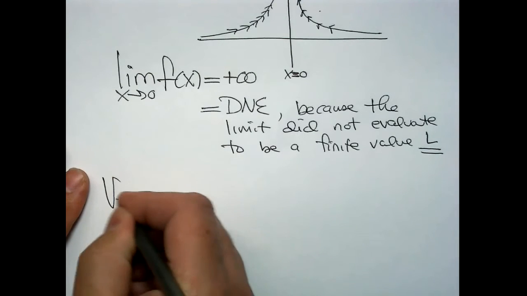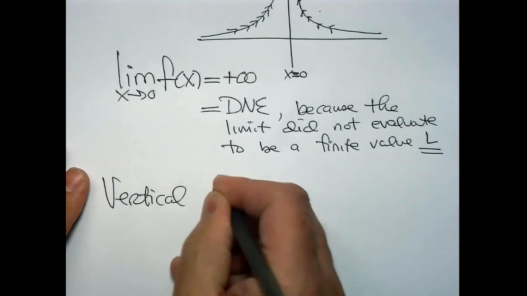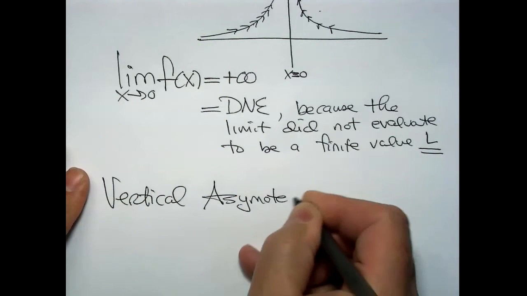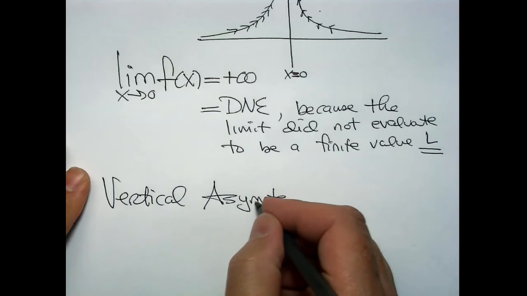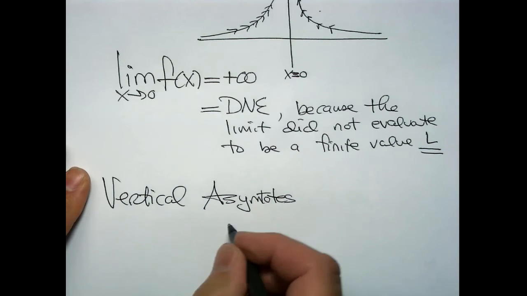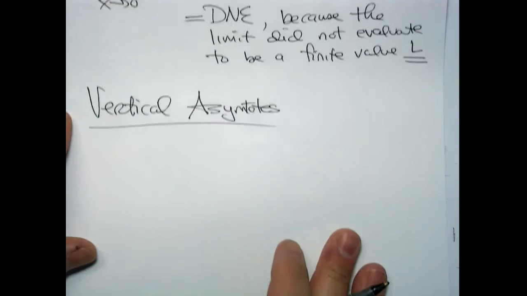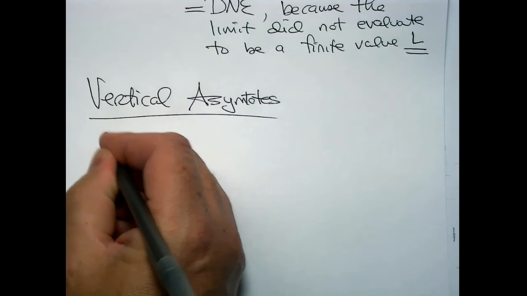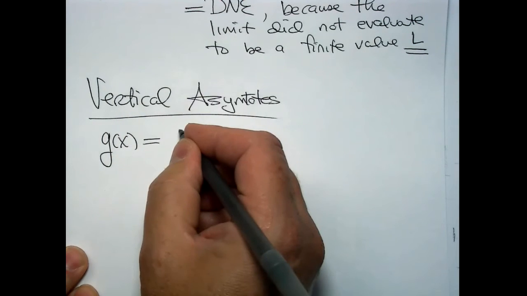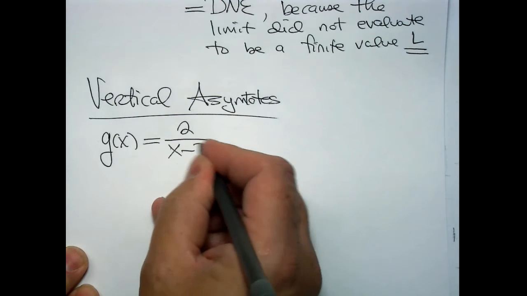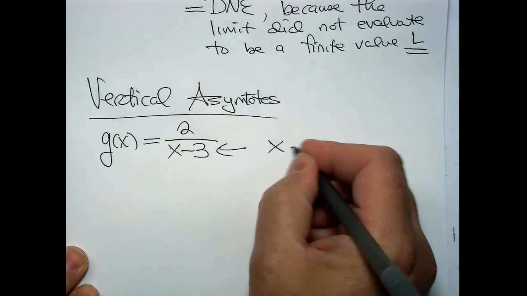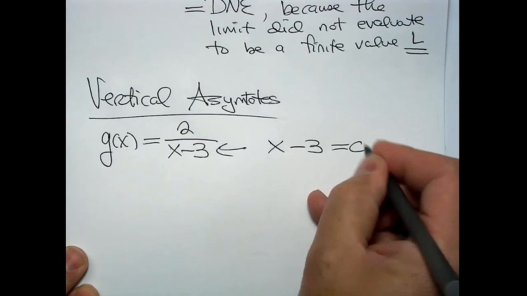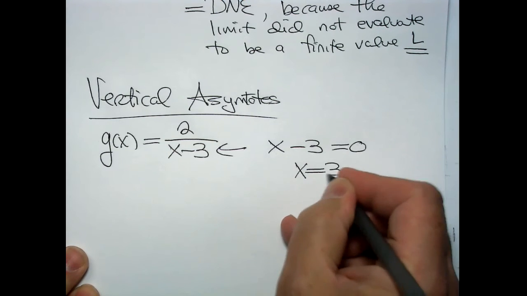Let's talk about vertical asymptotes. Now, vertical asymptotes are the very items that we need to guide a curve to infinity. So how do we get vertical asymptotes? Well, one way to get a vertical asymptote is division by 0. So in this example, you could say x minus 3 equals 0 will cause a vertical asymptote at x equals 3.